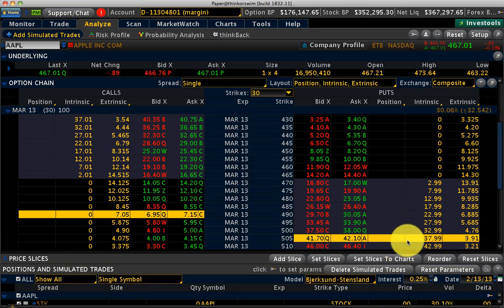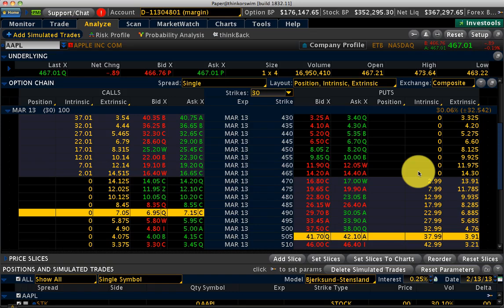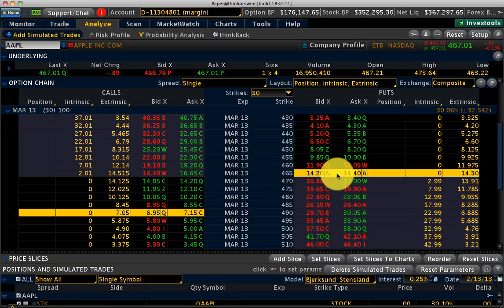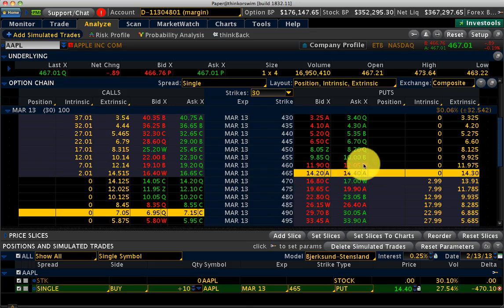Okay, so now what we're going to do is quickly look at the risk and reward profile. Let's say we wanted to buy the 465 put. So what I'm going to do is just click on the ask, and that puts up 10 contracts of the 465 put. So why would you buy something like this? Well, you would buy this kind of an option if you felt Apple was going to go down further. So, here we have 30 days.